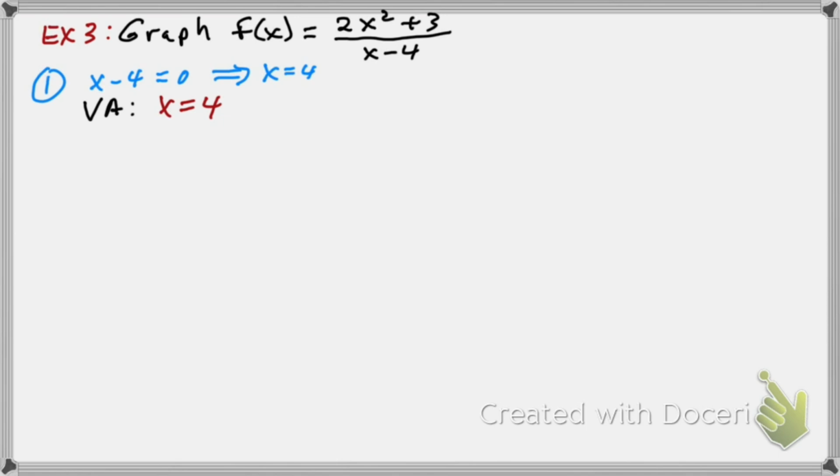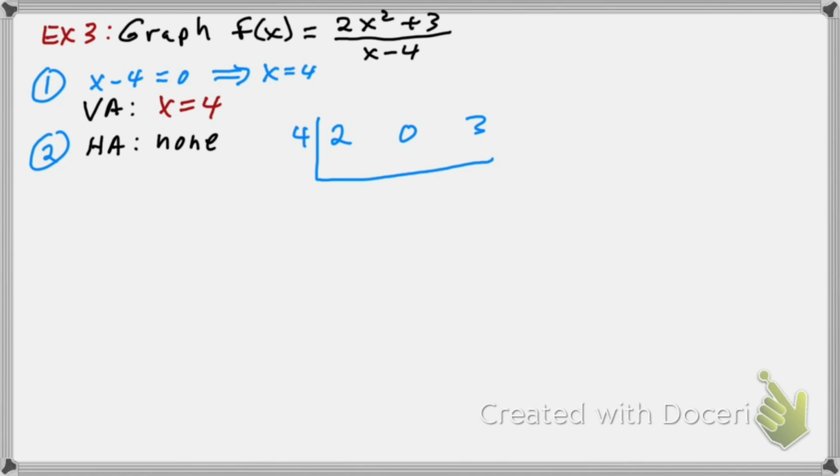I'm looking at the function, and I'm realizing that the degree of the numerator is exactly one bigger than that of the denominator. So I know I don't have a horizontal asymptote at all. But what I do have is an oblique one. And so what I have to do is divide the top using synthetic division.